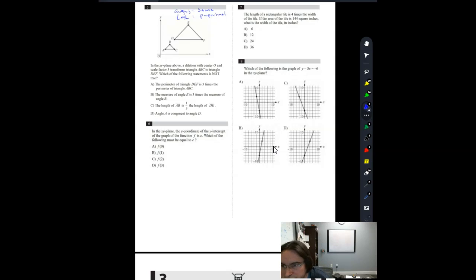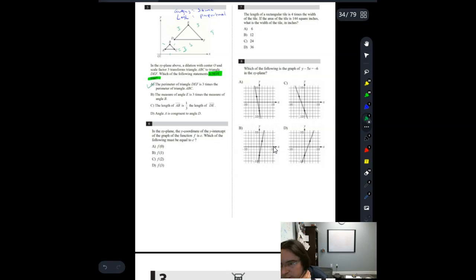Here it says, if in the xy plane a dilation of center O and scale factor 3 transforms triangle ABC to triangle DEF, which of the following statements is not true? We see this one is scaled by a factor of 3. So the perimeter of triangle DEF is 3 times the perimeter of triangle ABC. That should be true, because if this side is 1 and this is 1, hypothetically, it doesn't really matter, then the total perimeter of this is 3. If this is 3 times as much, that's 3, that's 3, that's 3, which gives us a perimeter of 9 now.